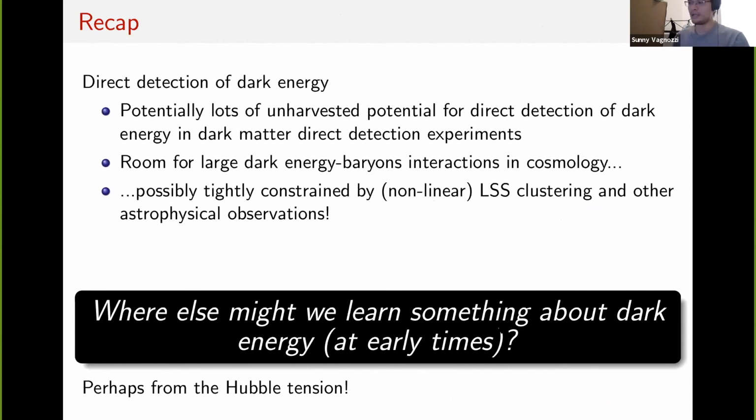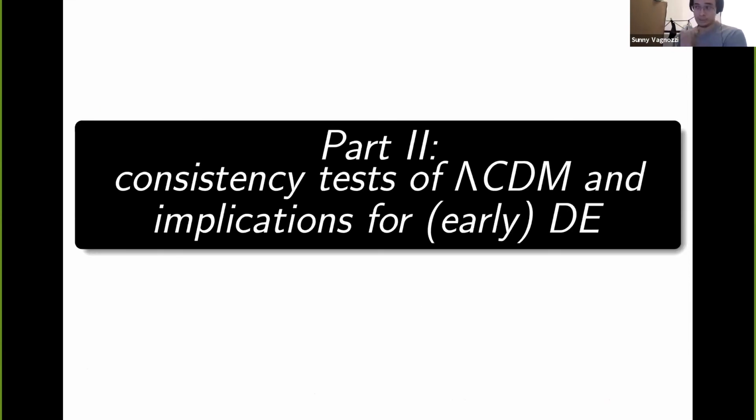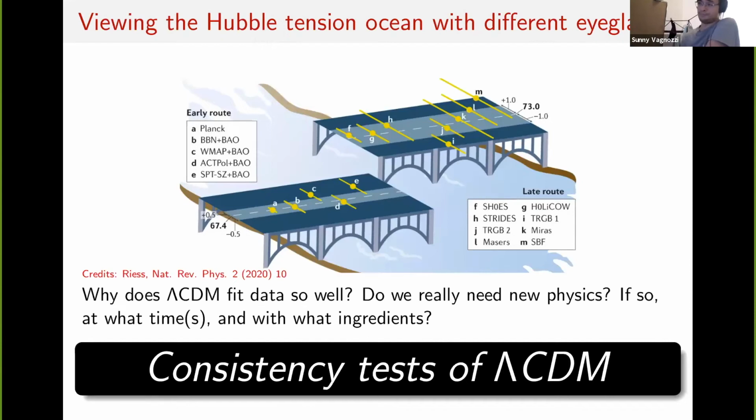I'll now move on to the second part, which is much more cosmological, and is how can we learn more about dark energy at early times, in a way which is totally model agnostic. I want to justify doing consistency tests of lambda CDM, which I know is also something people in this group, especially in the past when Jose was here, have been interested in.